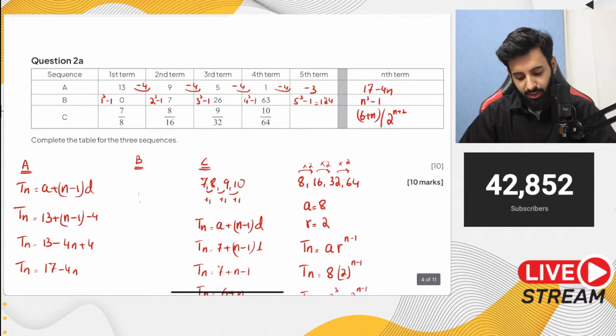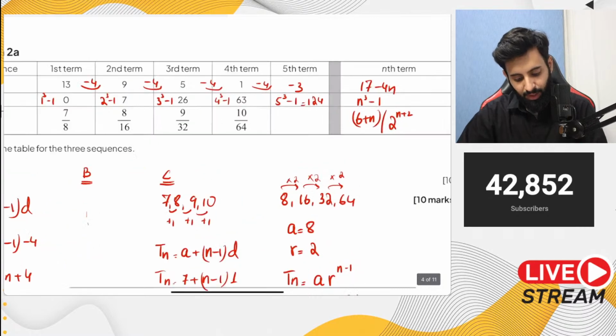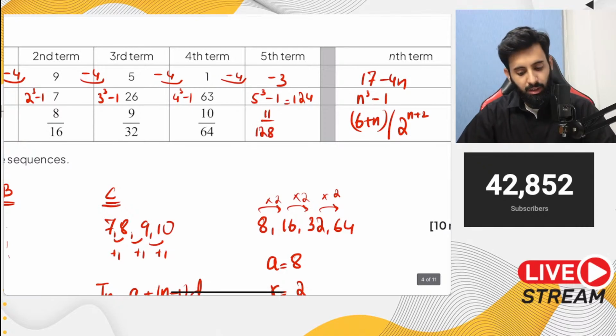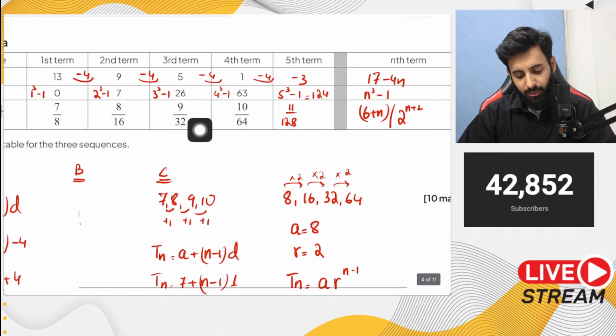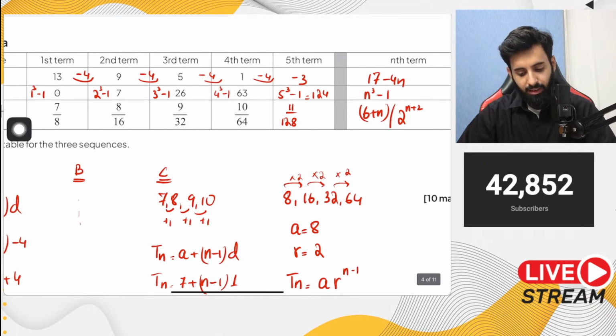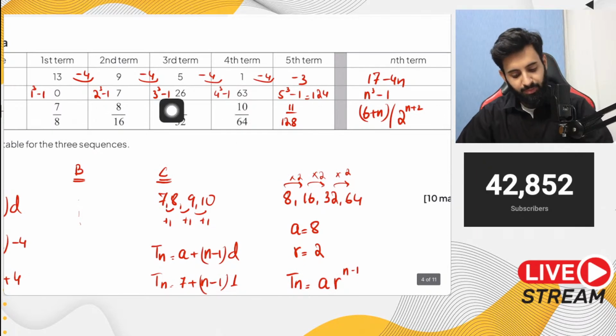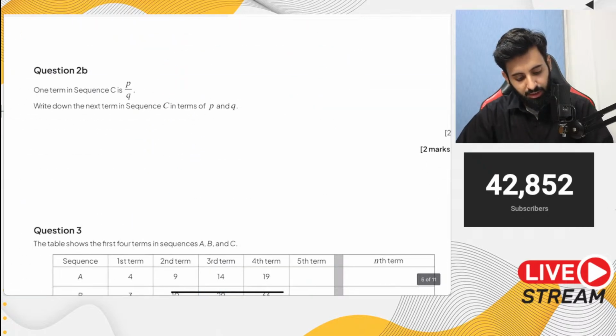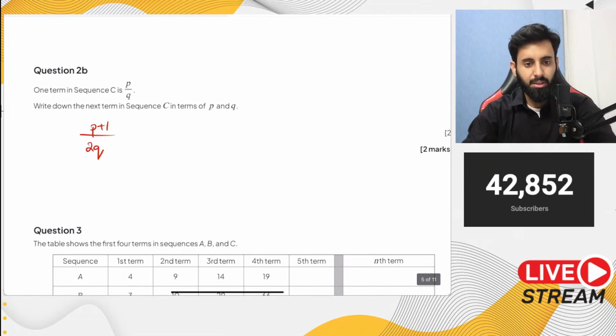So by the way, I just realized that I didn't fill up this fifth term. So this is going to be what? This is going to be 11. Okay, and what about the denominator? It's going to be 128. Okay, so notice what we're doing. We're consistently adding 1 in order to get to the next term. And in the denominator, we're multiplying by 2. So in sequence C, if you have a term which is P upon Q, the next term would be what? The next term would be P plus 1 in the numerator, and the denominator would simply be 2Q. So that's it. P plus 1 upon 2Q is your answer to part B.